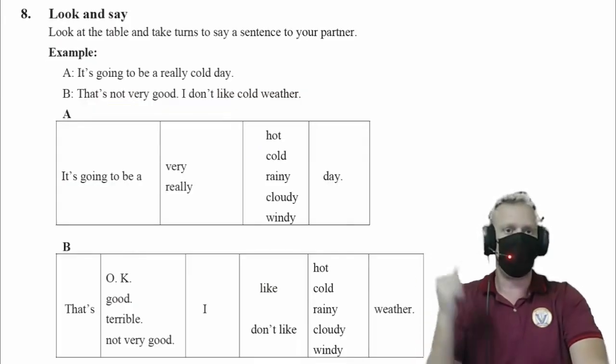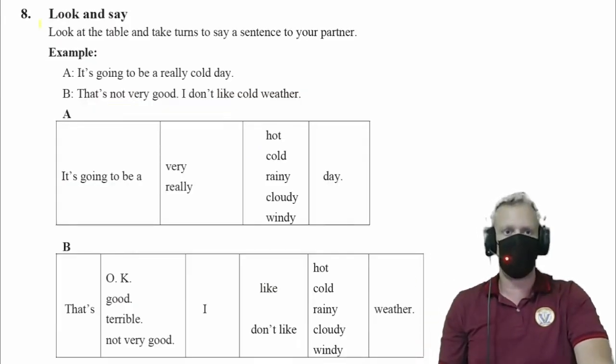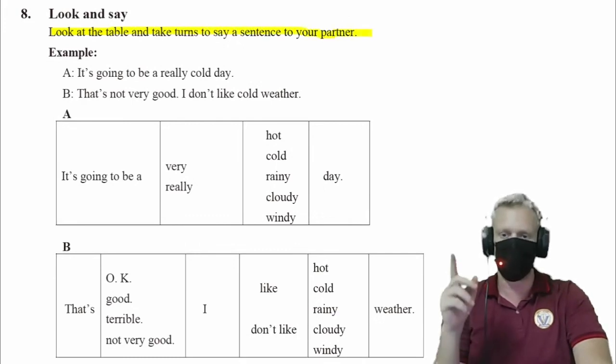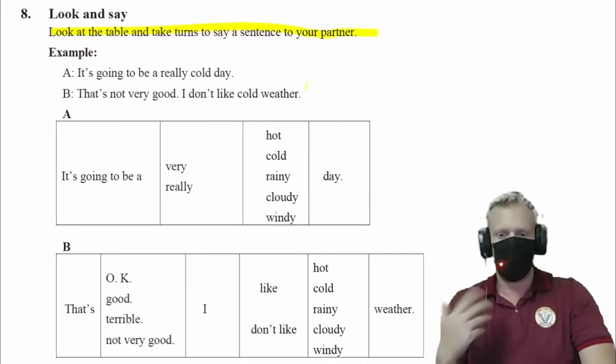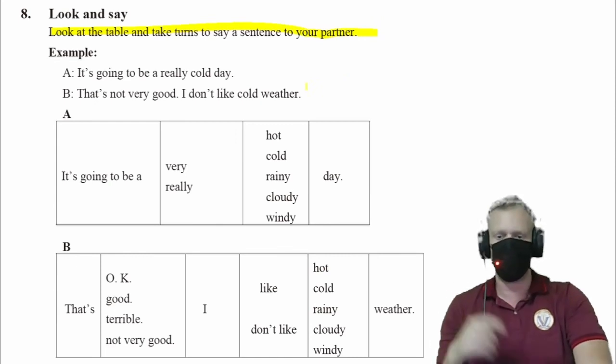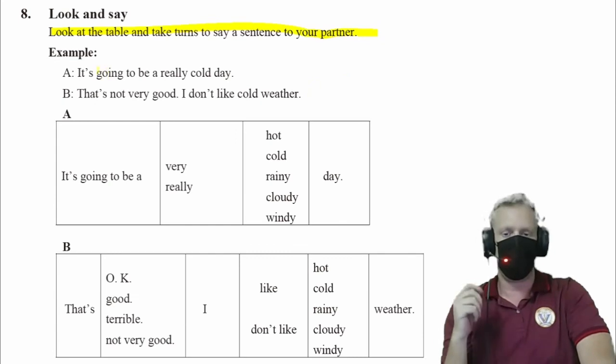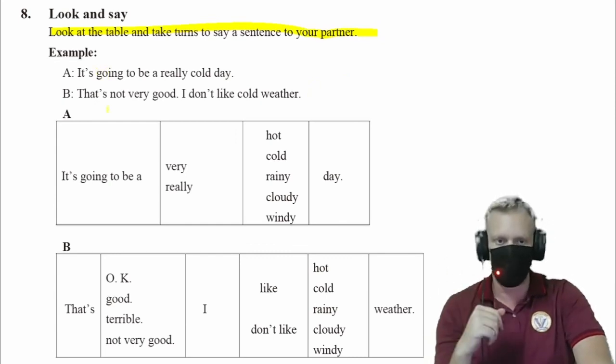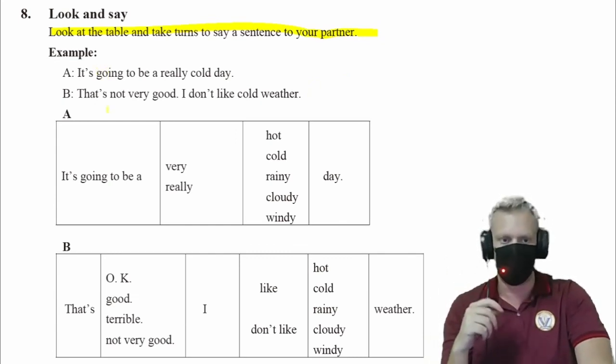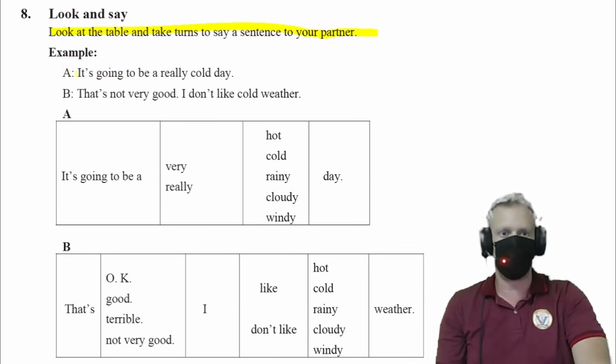Great, so our next activity is to look and say. Look at the table and take turns to say the sentence to your partner. Since we don't have partners, I will go over it one time. I want you to follow my example and practice this one. Let's take a look at their example first. It's going to be a really hot day.